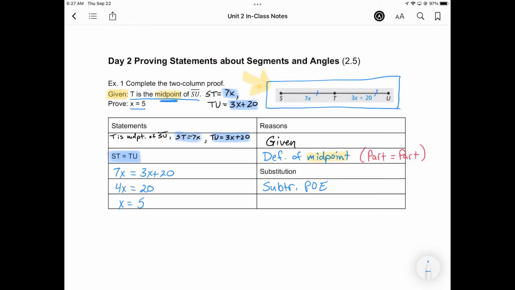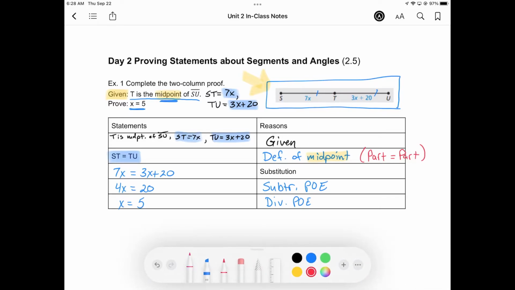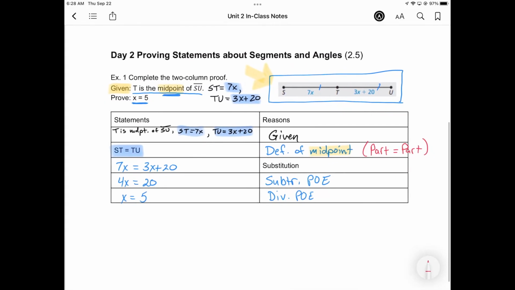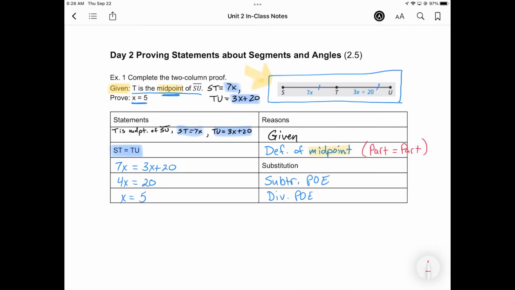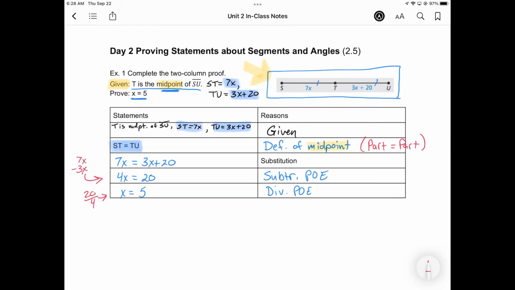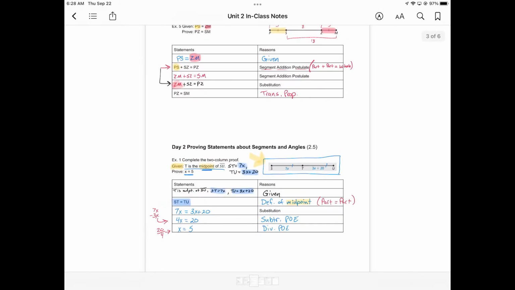And that's what we were trying to prove here. And the reason we can write that last statement is that we divided both sides by that. So it's the division property of equality. Now, if you need to make little notes to yourself out beside here, okay, we subtracted our 3x from both sides. So 7x minus 3x gives us 4x. And we took our 20 and divided by 4, and we got our 5. So it's okay to make some little notes along the side as you go. All right, let's go ahead and go to our next proof.